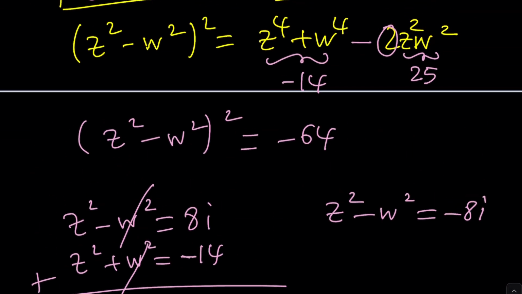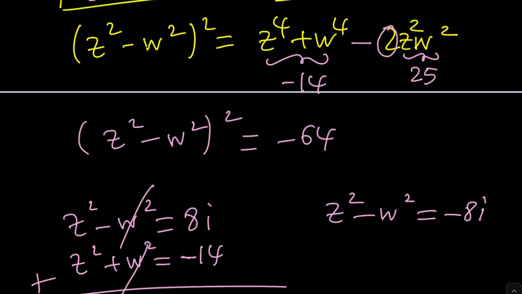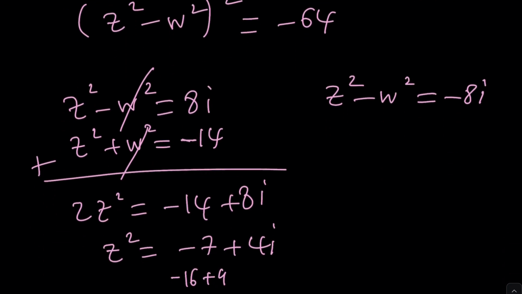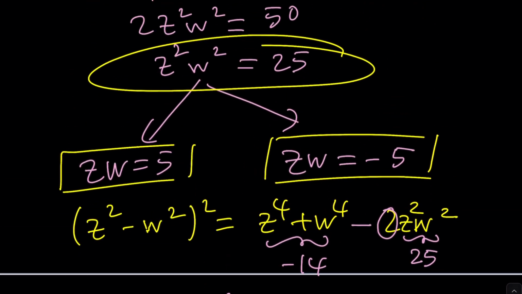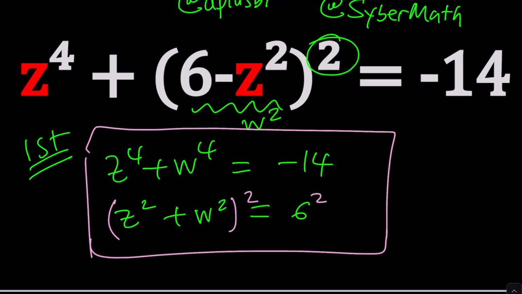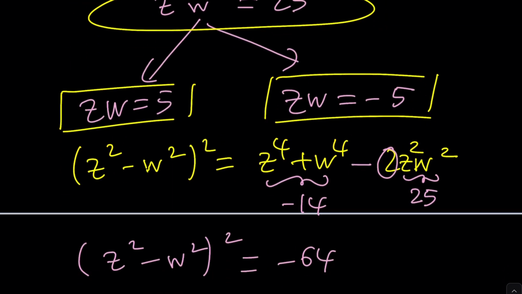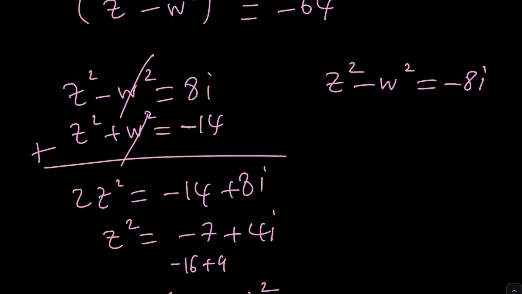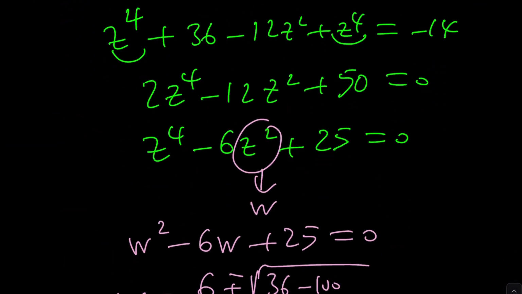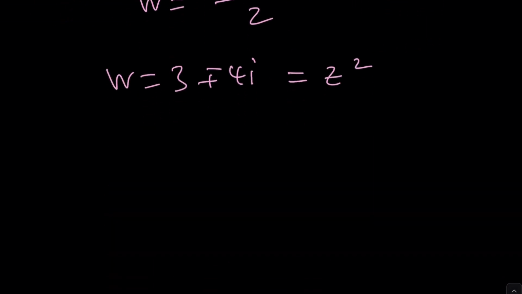You know what? I probably made a mistake somewhere. I'm not exactly sure what it is, but you can hopefully figure that out and help me out. z squared plus w squared was not negative 14, maybe? No, it was 6, exactly. Okay, now I get it. It was 6, so this was supposed to be 6, and then everything will be nice from there. Okay, you get the idea. We fixed it. Now, from here, what are we going to do?